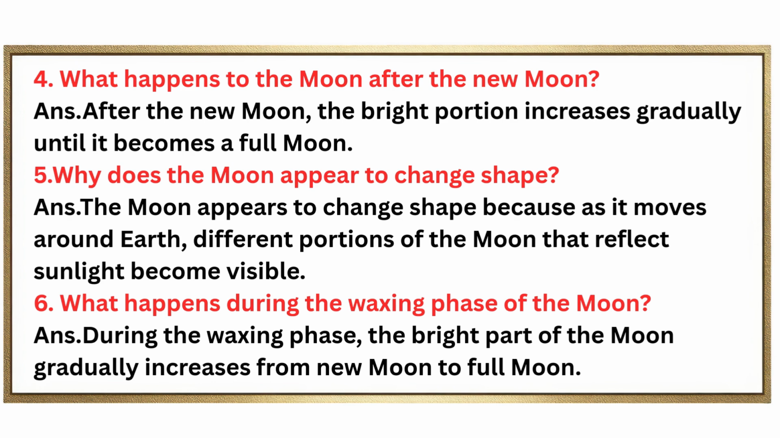Question number 5. Why does the moon appear to change shape? Answer. The moon appears to change shape because as it moves around the sun, different portions of the moon that reflect sunlight become visible. Question number 6. What happens during the waxing phase of the moon? Answer. During the waxing phase, the bright part of the moon gradually increases from new moon to full moon.